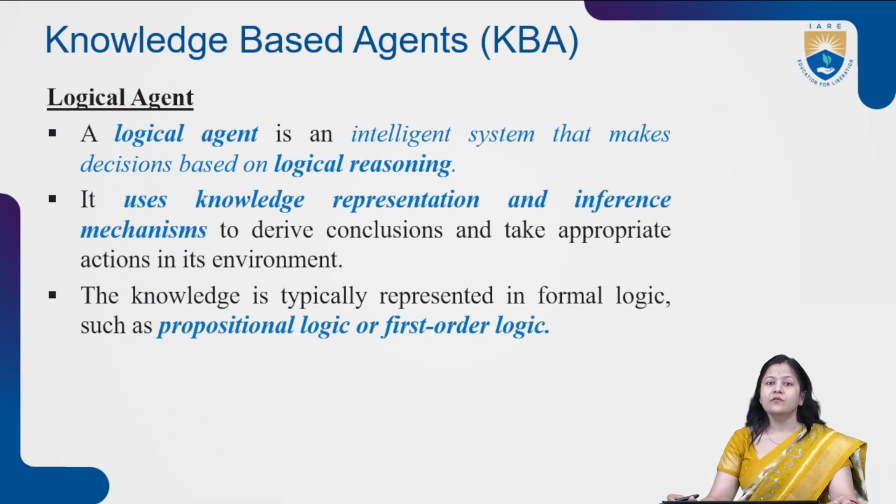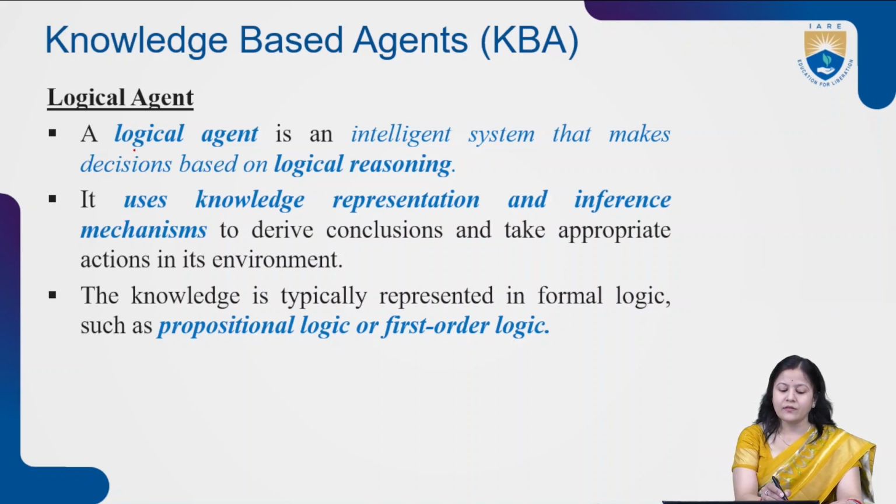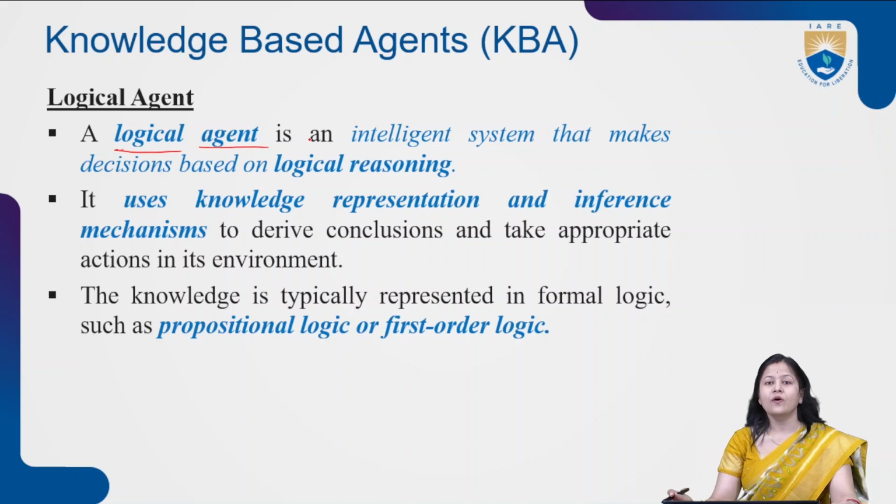Let us discuss the logical agent. A logical agent is an intelligent system that makes decisions based upon logical reasoning. Here two words are used: one is logical, another is agent. We need to understand the meaning of an agent. An agent may be a human being, a software, or a machine, which can perceive information from the environment through sensors, process it, and perform actions on the environment through actuators. That is called an agent.